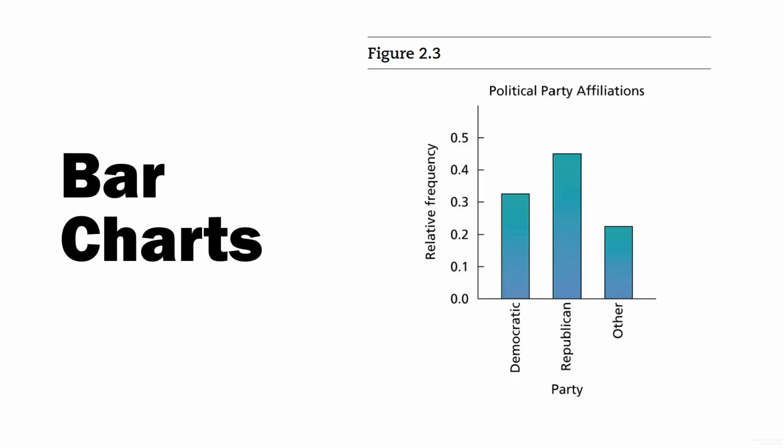So the bars should be positioned so that they're not touching each other at all. If you do it in a way where you make the bars touch, you're representing more of a histogram, and they're two completely different types of data. So just rule of thumb, bar charts, don't let them touch each other.